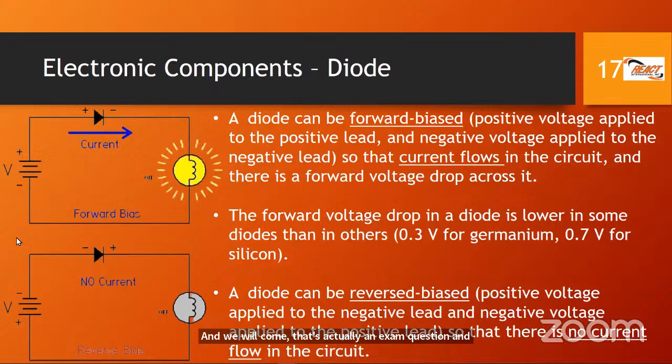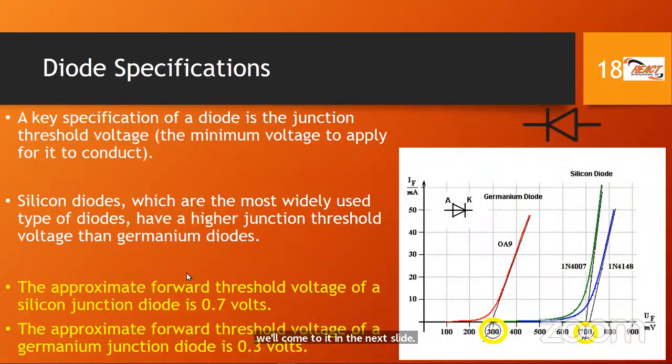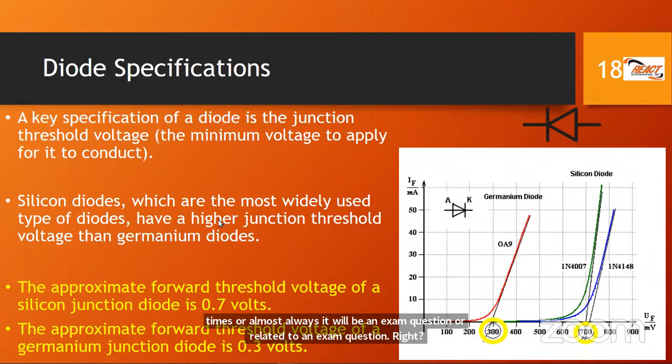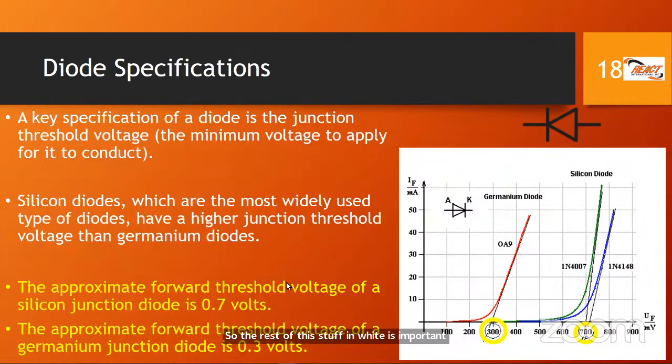All right, so remember a tip that we have: anytime you see something as a bullet point in yellow, nine out of ten times, or almost always, it will be an exam question or related to an exam question. So the rest of the stuff in white is important information to set the context and help us understand, but the yellow is what you will actually get in the exam. That's why we try to highlight it, so that we know what the focus is.